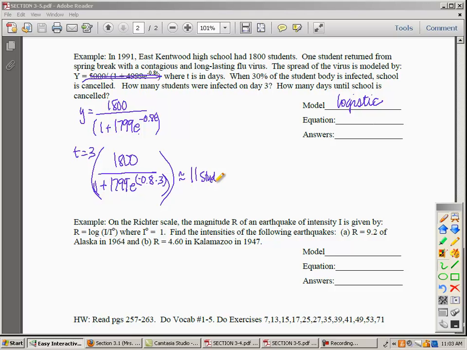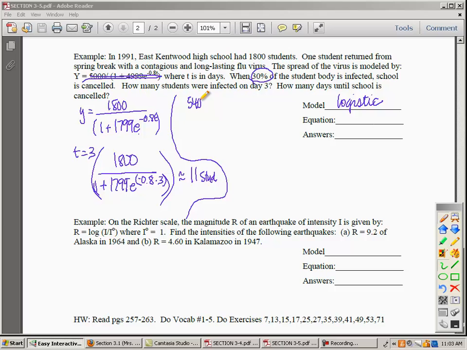The second thing that we asked is how many days until school is canceled? Okay, so as we look at this, here's the big thing. We know that 30% of the student body has to be infected in order for school to be canceled. So what you'll need to do to start is take our 1,800 students and multiply it by 30% so that we know what we're supposed to get it to equal. So it's supposed to equal 540, and let me draw a line here a second so we've got some place to work.